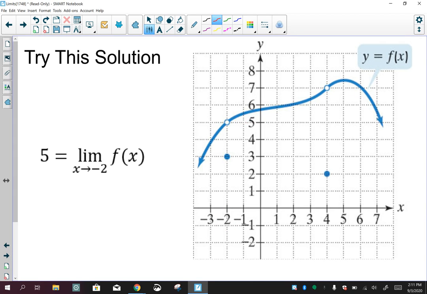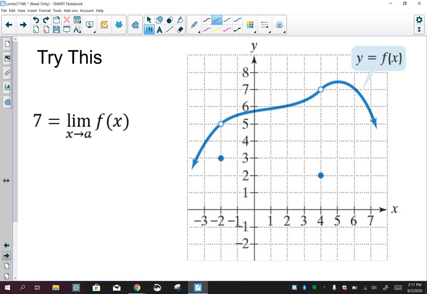So if you look at it, you are actually approaching the number 5. Okay. So from this side and from this side, I am coming up to the number 5 that's right here. Now, I can ask the reverse of you as well. I can ask you, my limit is 7. What is my A value? If my limit is 7, what X value am I coming up to?